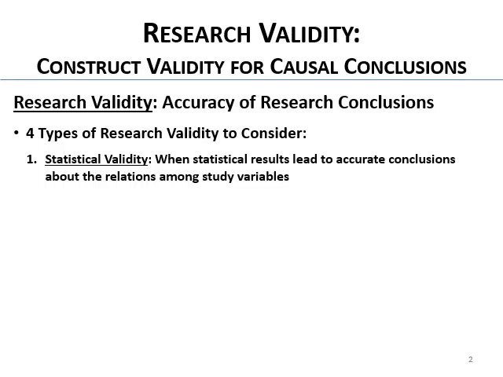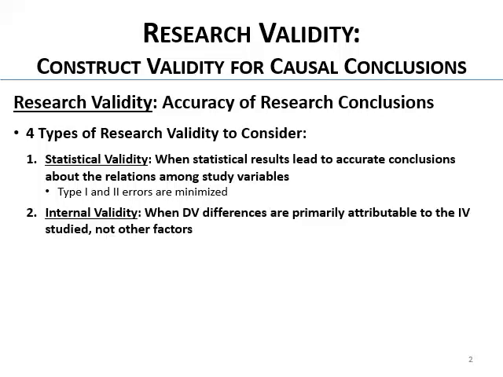We talked about statistical validity a couple weeks ago. That's just minimizing your type 1 and type 2 errors. We talked about internal validity last week. That is where you've controlled for all sources of confounding.